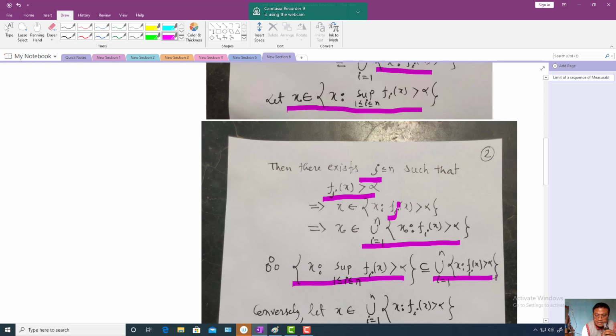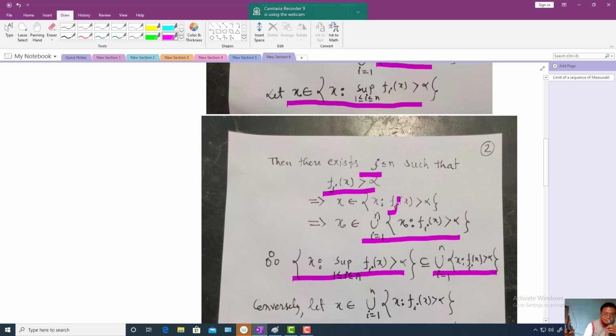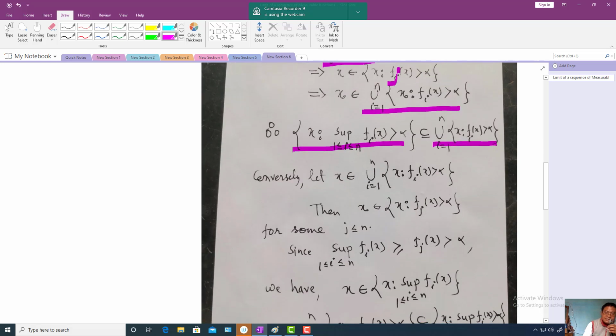This is a subset of this one. So this is very obvious. And conversely, let us take one point from here. So x is a point from here. Then x is a member of this one, union i running from 1 to n. So x should be at least a member of one member of this union. So then x is a member of this one for some j.